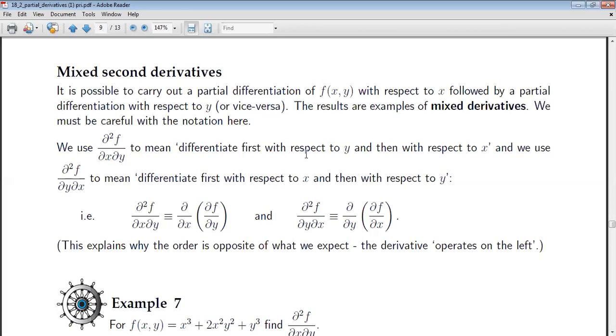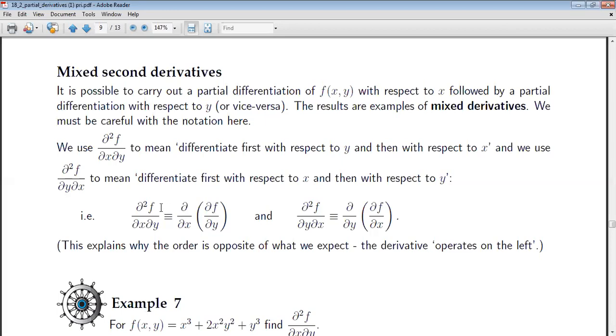Differentiate first with respect to y, and then with respect to x. And we use del square of del y del x to mean differentiate first with respect to x and then with respect to y. This vertical text line generally means, symbolically say, del square of del x del y means what? First you have to differentiate with respect to y.